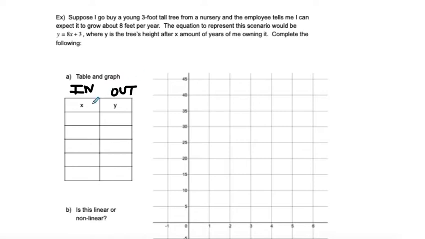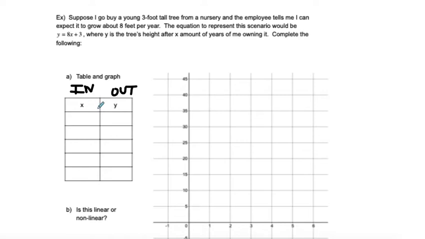So with completing a table, though, very often we will go -2, -1, 0, 1, 2. We like to do some positives, some negatives. But in this case, we can't do that because we have to take in the context of the problem. The problem is talking about a tree's height after the number of years of me owning it. So I can't put -2 for x in this case because I can't own a tree for -2 years. That doesn't make any sense. I can't own a tree for -1 years either.